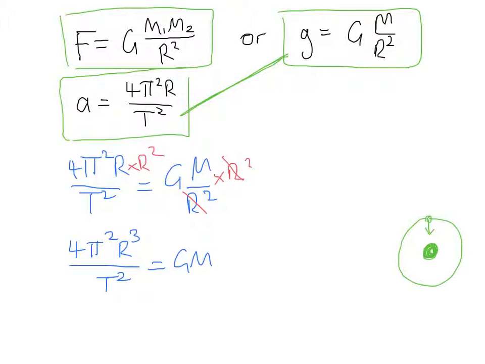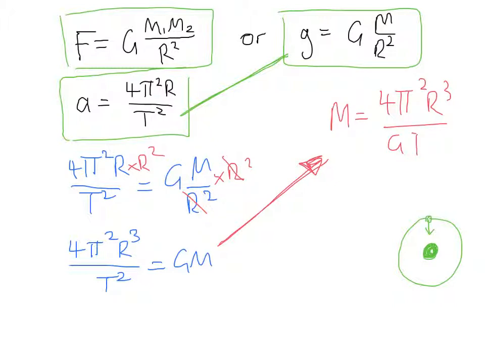And what we can do with that is have two variants of it. Firstly, I'll bring this one up here, we've got a bit of room. Divide both sides by G. We end up with M, the mass of the central body, is equal to 4 pi squared r cubed over G times the period squared. So that is a derived equation that will allow you to calculate the mass M of the central body.